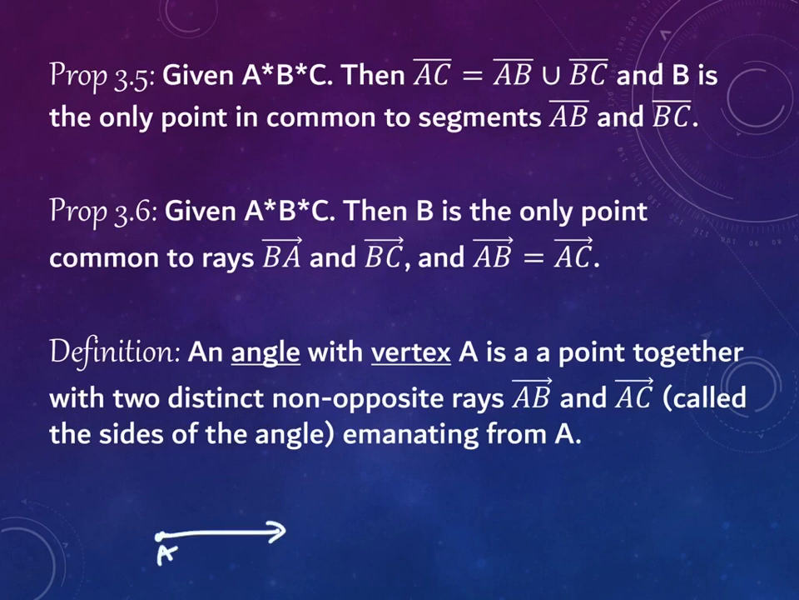So here's ray AB, and here's ray AC. Emanating from means just beginning at or starting from the same point A. They can't be opposite rays for the way that we're defining angle, okay? So we're not defining angle to include, so to speak, a straight angle. Notice that, because that would actually defeat this definition. It would contradict our definition. We have non-opposite rays.